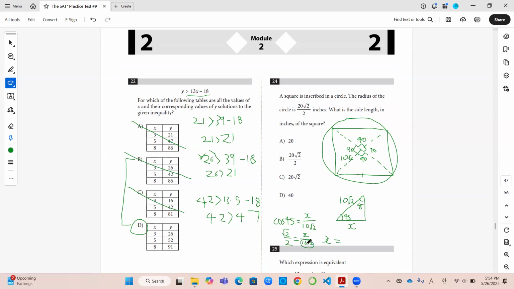I bring this guy up over here, then it becomes 10 to multiply, which becomes 10. Since I need the full side length of the square, it's going to be 2x. We need to find what 2x is. So this is 2 times 10, which is 20. So A as an apple is the correct answer.